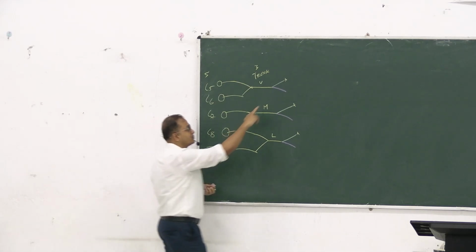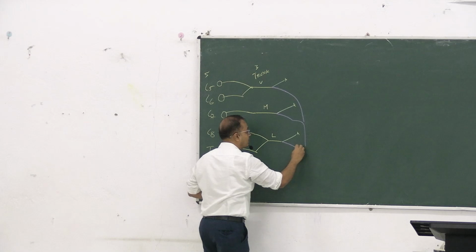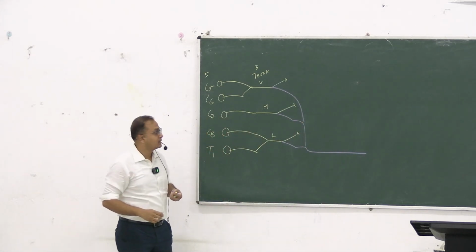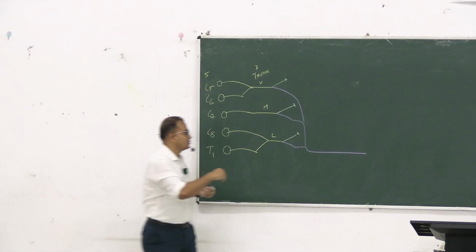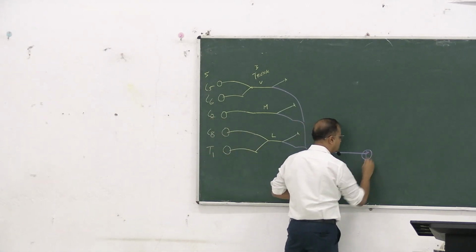Now we unite the posterior divisions, all 3 of them together. So we get a single thing from the 3 of them. This posterior one we call the posterior cord.